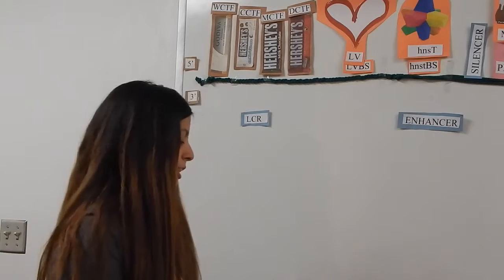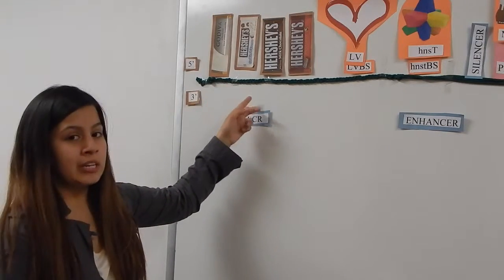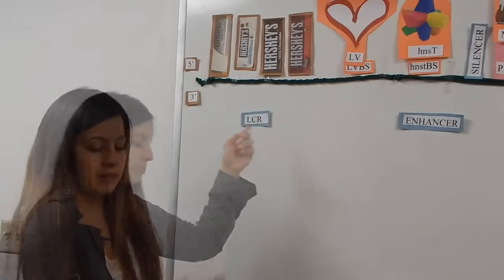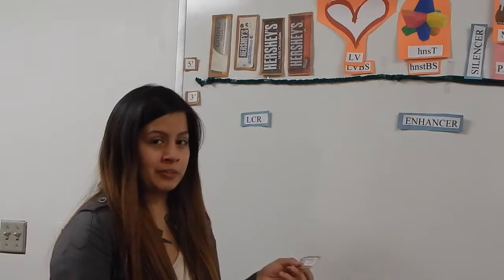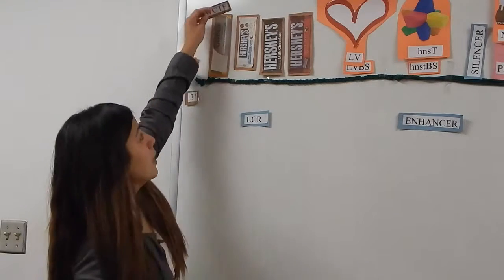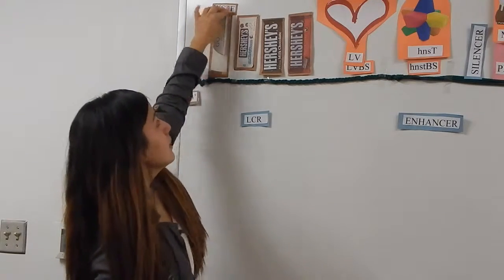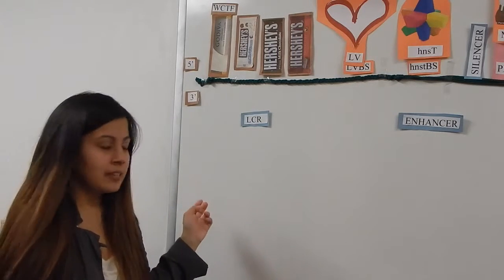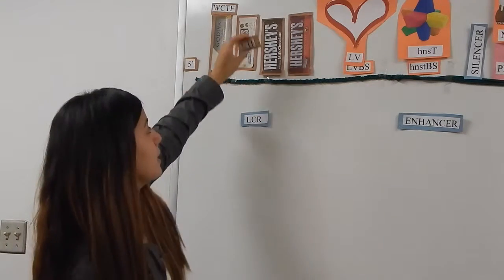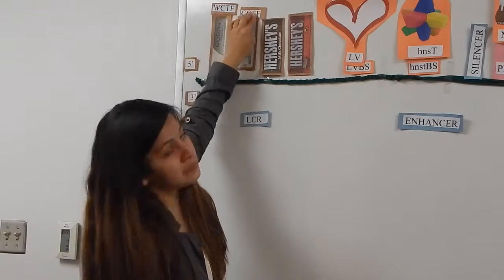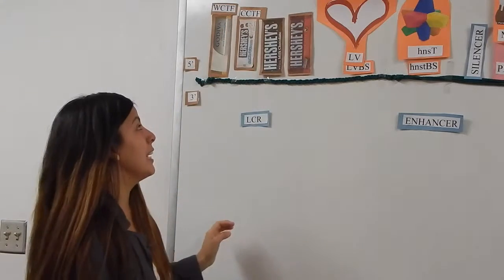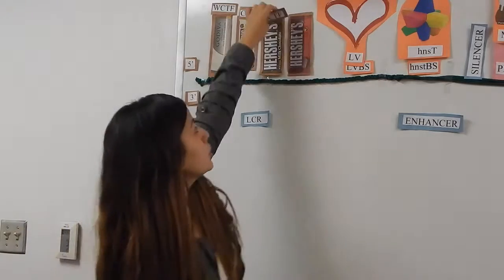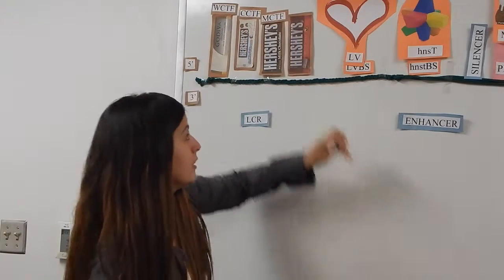Our locus control region contains 4 genes with different expression patterns during development: the white chocolate, cookies and cream, milk chocolate, and dark chocolate. When the white chocolate transcription factor is bound to the white chocolate binding site, the white chocolate protein will be made. Same for the cookies and cream transcription factor. When that is bound to the cookies and cream binding site, it will be made. Same for milk chocolate and dark chocolate.